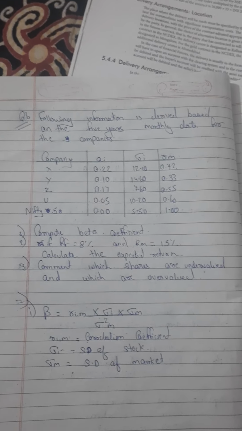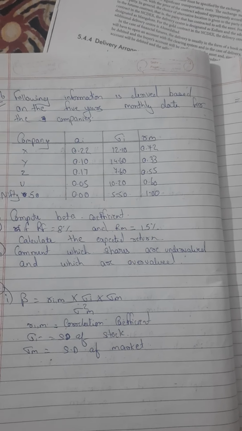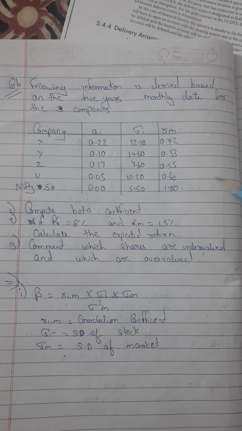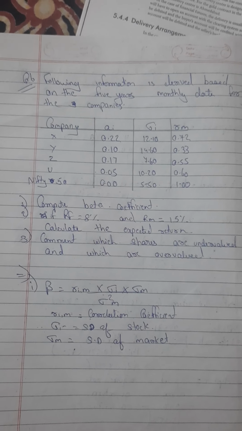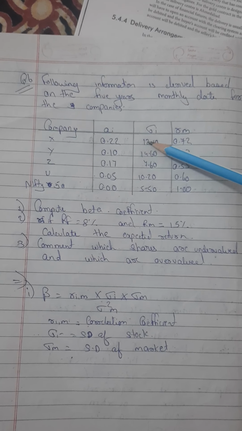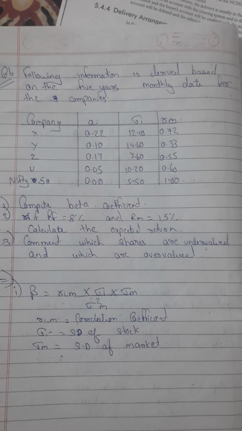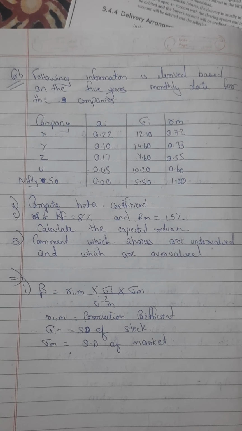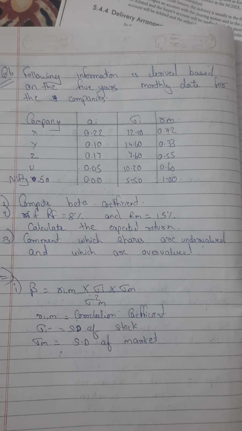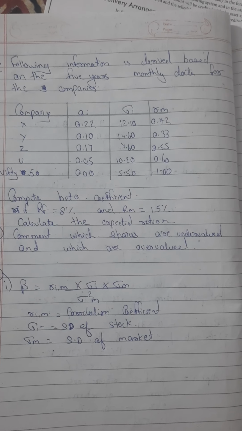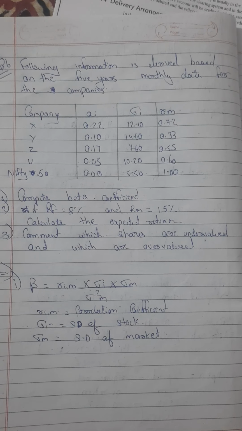Last question for your topic: the following information is derived based on 5 years of monthly data for the companies. 4 kinds of securities are given and Nifty 50, that means the market value is given. A, sigma I and RM, 3 details for these stocks are given. We have to find the beta coefficient, and then we have to calculate expected return when RF is 8% and RM is 15%, and then we have to comment which share is undervalued and which one is overvalued.